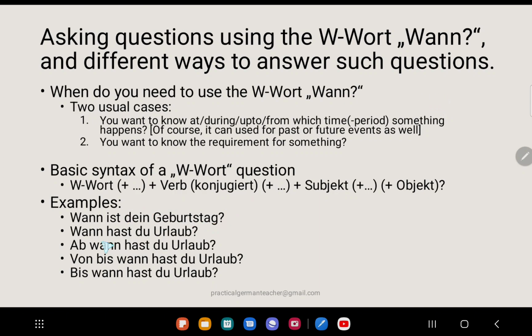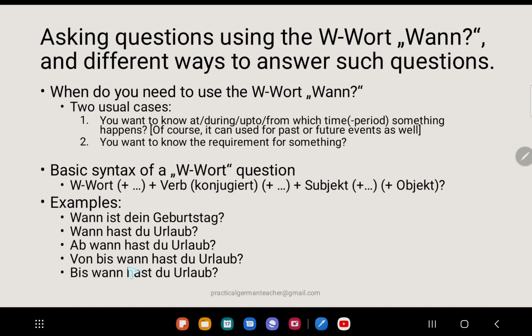Then the next sentence you can write is wann hast du Urlaub? Again, you should know the conjugation table for haben. So haben is the verb in infinitive form. It is ich habe, du hast, es, sie hat, wir haben, ihr habt, and for sie and Sie, it's again haben.